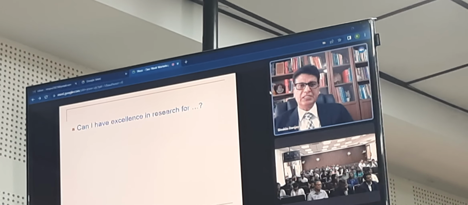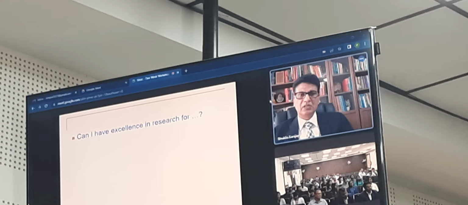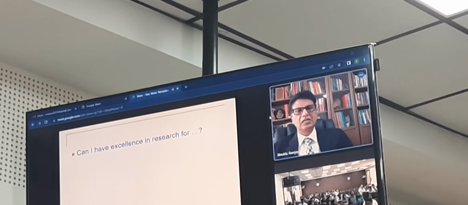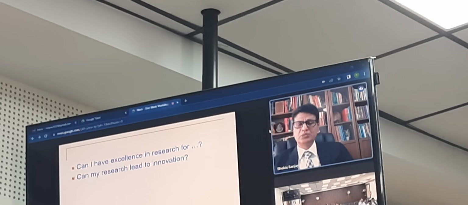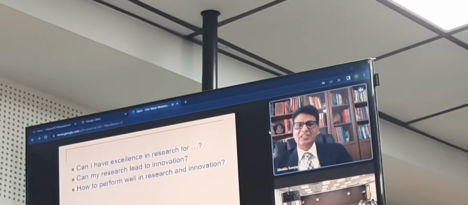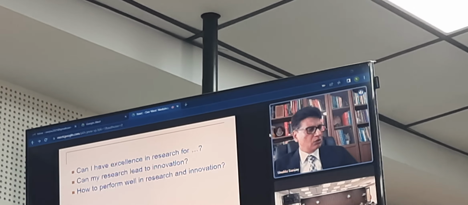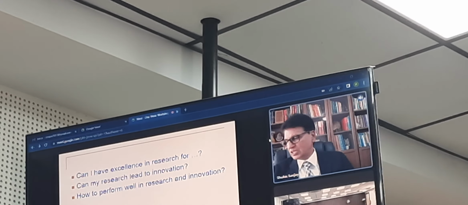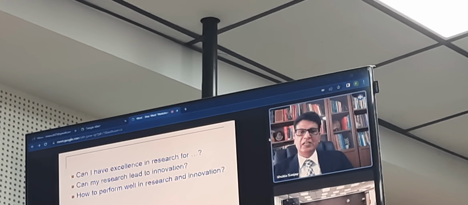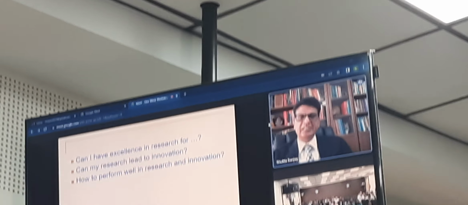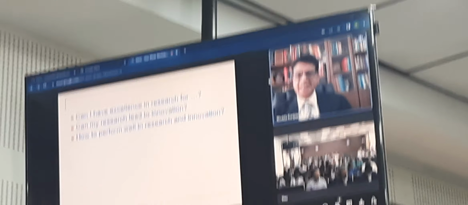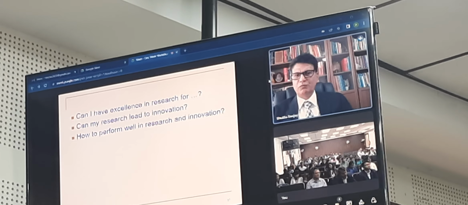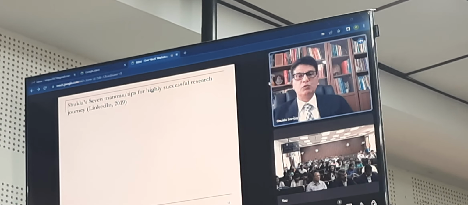Question: can I have excellence in research? This is a basic question we need to ask ourselves. Can my research lead to innovation? How do I perform research innovation? That's why this workshop is going on, to answer these questions. So those who are young researchers can learn a lot and confidently say, yes, I can have excellence in my research. My research can lead to innovation, and I can perform this at the end of this workshop.